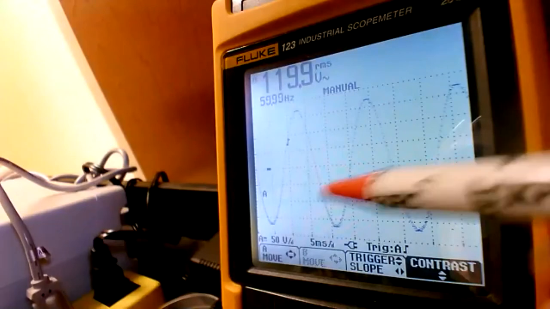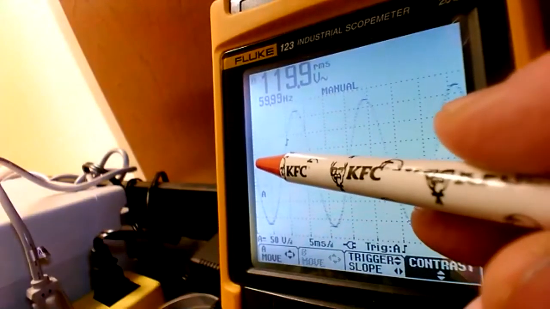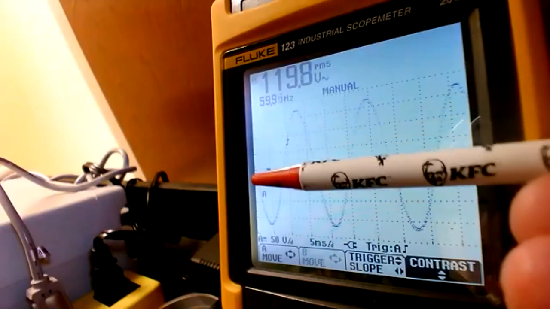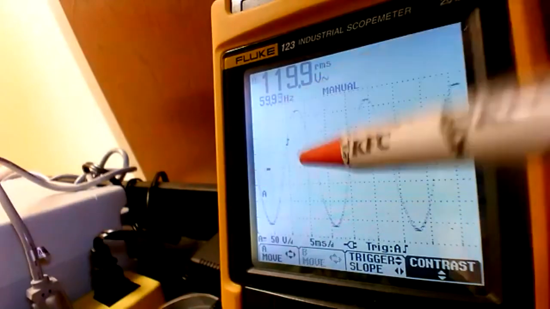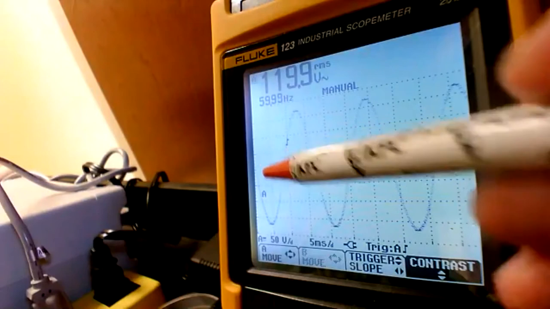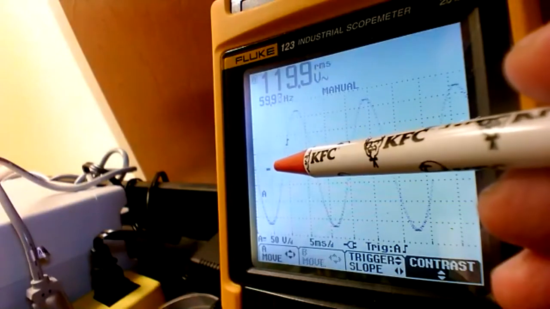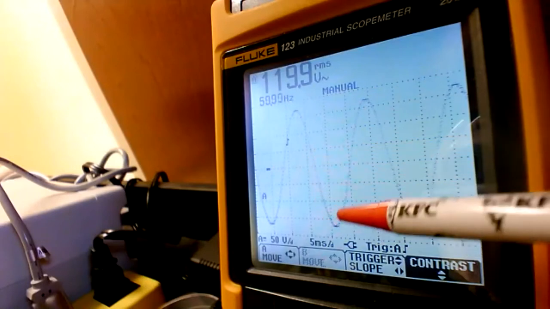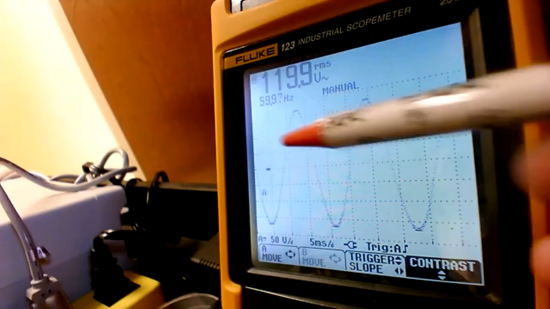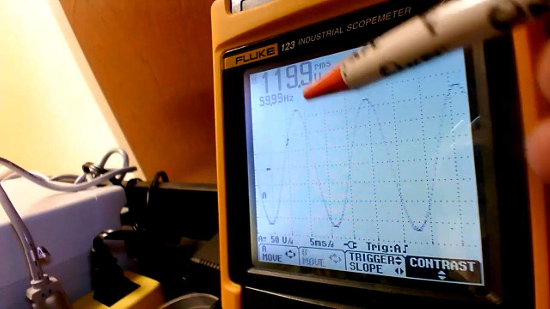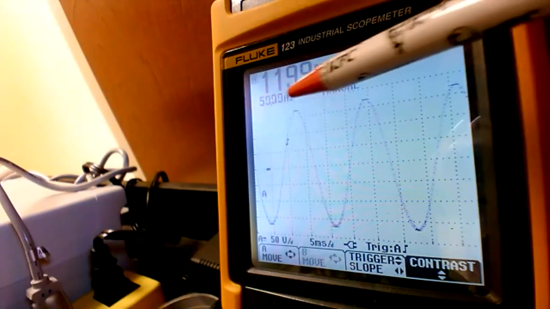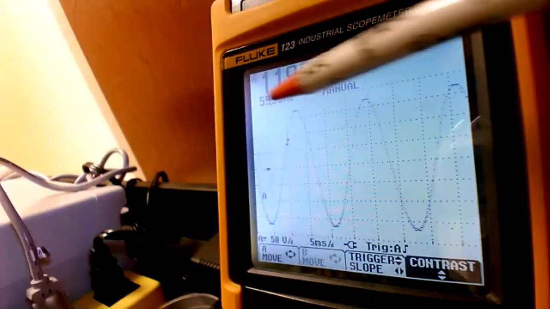Right here where that dashed line is, that's a zero point that goes through the sine wave. So this is zero where my pen is, right in the middle. That's your reference point. And one sine wave would be starting here. It would go up to a positive peak, goes to zero, goes negative, back up to zero. That's one cycle. Now, what does it say in the second display down there?